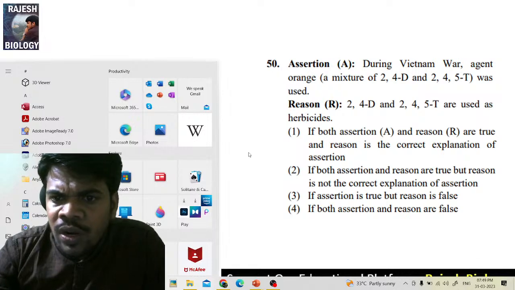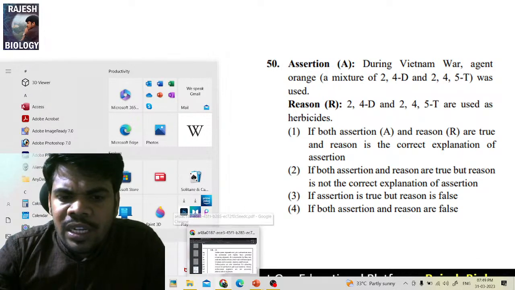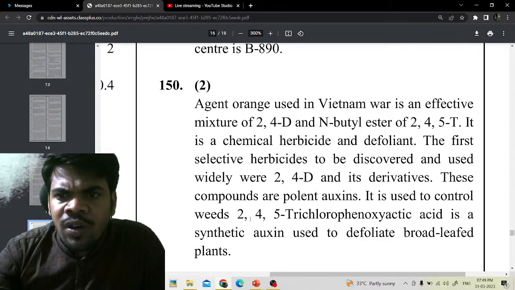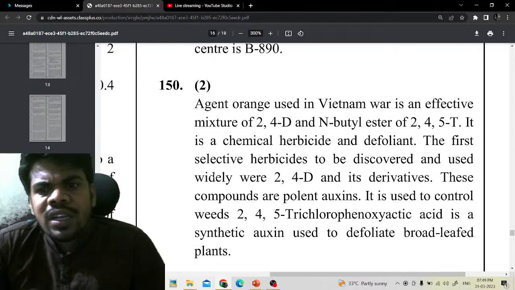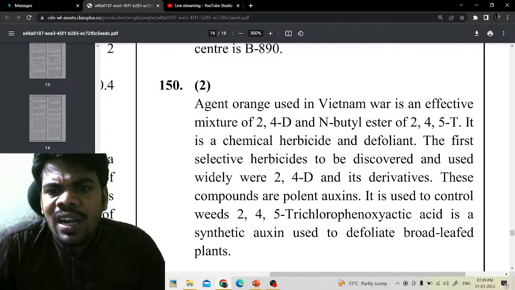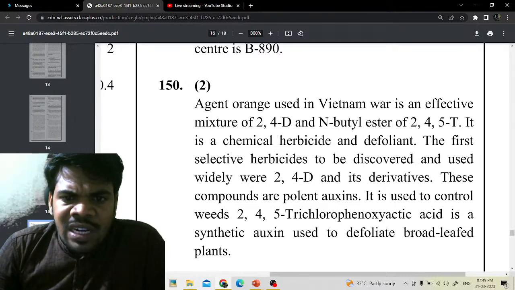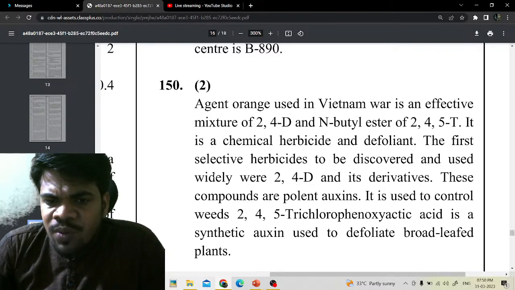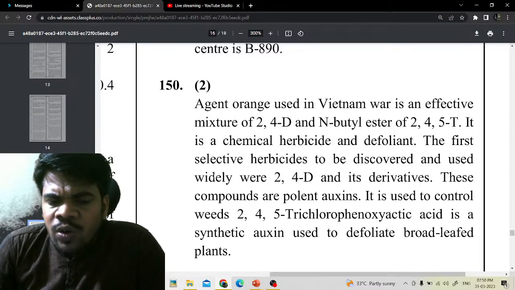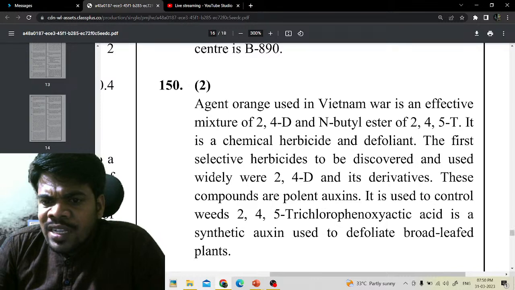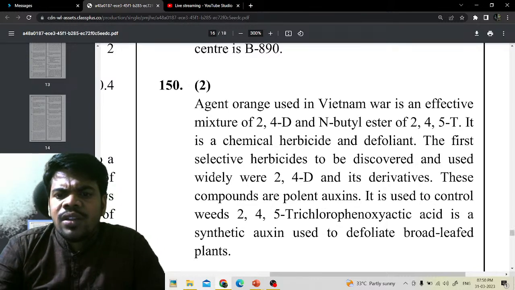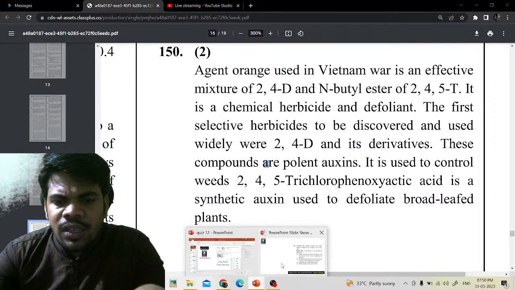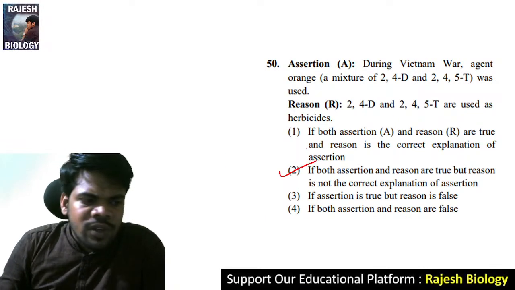If both assertion and reason are true and the reason is the correct explanation of the assertion. Is that the correct explanation? Let me check. No, it is not the correct explanation, I think. Agent Orange, used in the Vietnam War, is an effective mixture of 2,4-D and the N-butyl ester of 2,4,5-T. It is a chemical herbicide and defoliant. So both are correct. The first selective herbicides to be discovered and used widely were 2,4-D and its derivatives. These compounds are potent oxidants. It is used to control the weeds. 2,4,5-T, trichlorophenoxyacetic acid, is a synthetic auxin used to defoliate broad-leafed plants. So as per this key, the right answer is 2. It is not a correct explanation for the assertion.